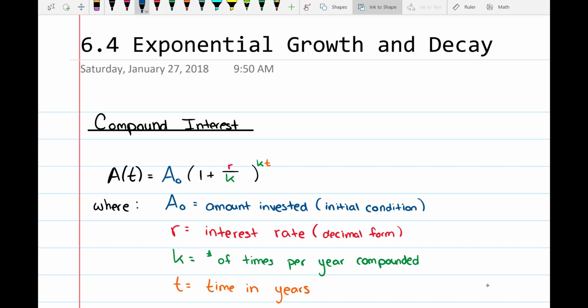So say you invest $100, $1,000. R is the interest rate, which is usually about 1% or 2%. It's always in decimal form. K is the number of times per year you compound it. So if you compound it once, it would be 1. If you compound it 12 times in a year, it'd be 12, and so on. And t is years.